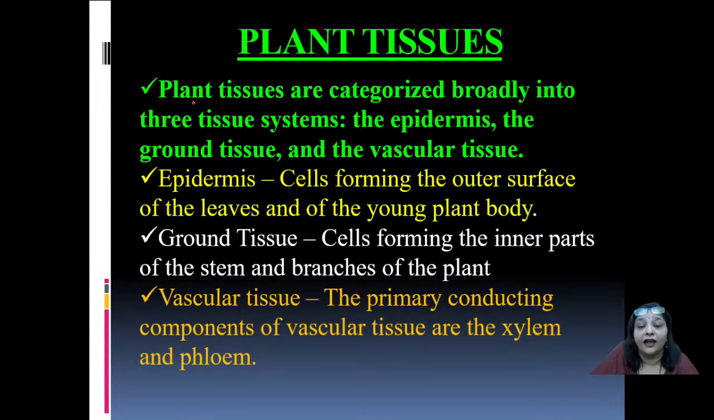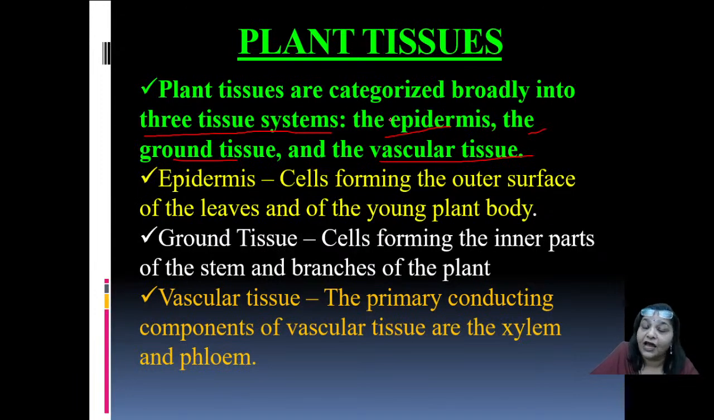So the plants, of course, are made up basically of cells. Cells grouped together to form tissues. In plants, we call them plant tissues. Okay. Now, plant tissues are categorized broadly into three tissue systems. Can you see this? Three tissue systems. So, tissues also form systems. Let us see what those are. The epidermis, the ground tissue, and the vascular tissue.